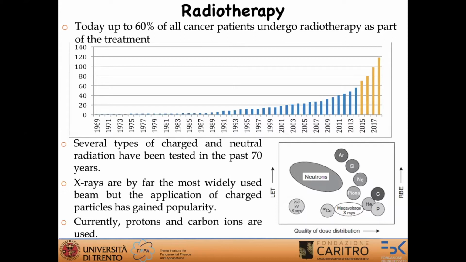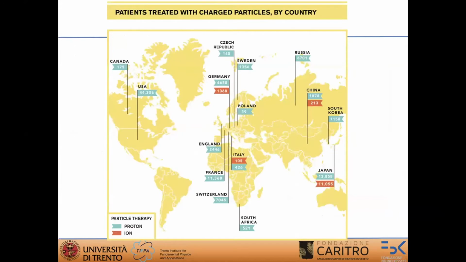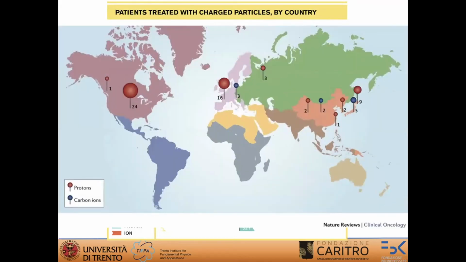Currently, the charged particles that are used for treating patients are protons and carbon ions. This is just to give you an idea; it is a very recent chart, I think from last year, where you see the number of patients treated in different countries with protons or with ions. I don't have the number for X-rays, of course it is going to be much higher, but it gives you an idea of the spreading of these facilities around the world. You can see the number of facilities has been growing really exponentially.